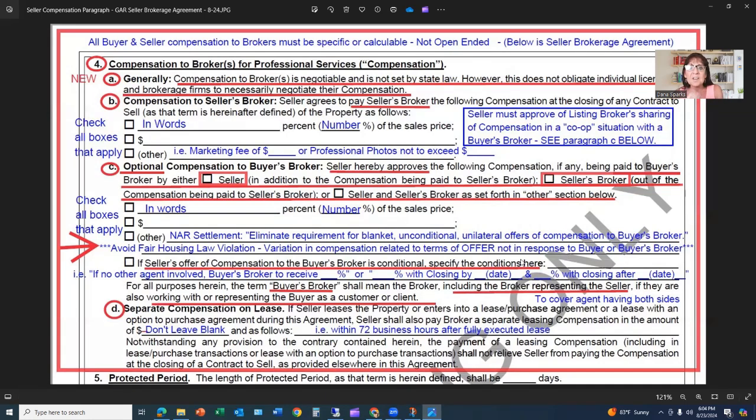You need to specify the conditions, you listing agents, when you are taking the listing, rather than changing the condition of buyer broker compensation with an offer. So, for example, I have some examples here.